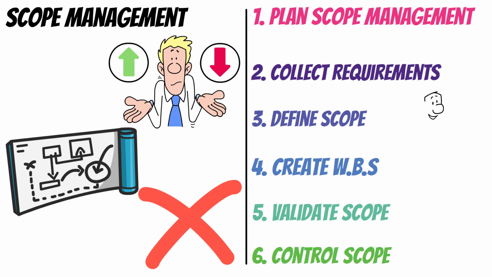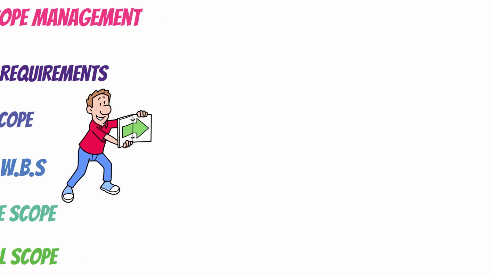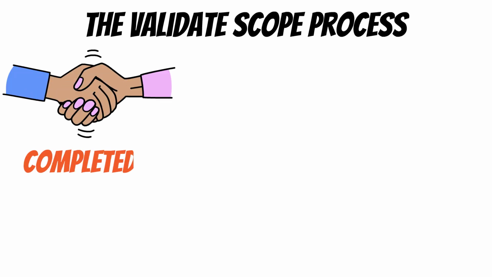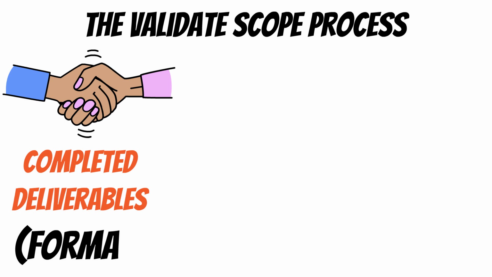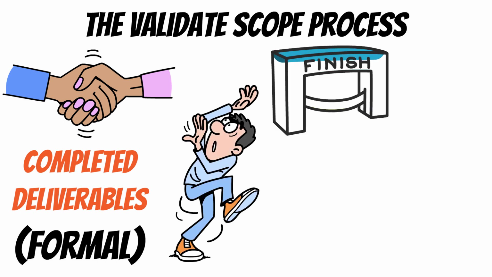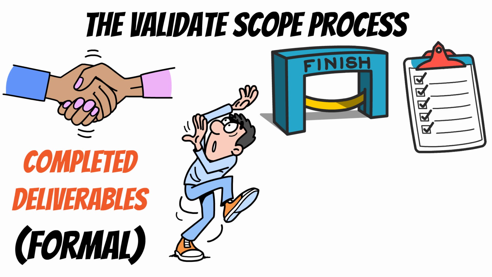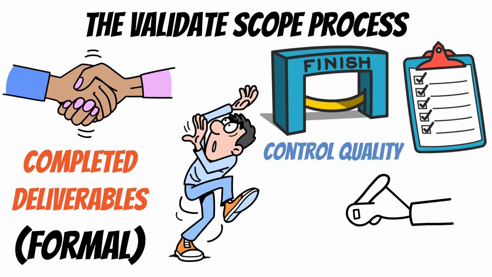Now let's zoom in on validate scope and see why this process is a game changer for project success. The validate scope process is all about getting formal acceptance of completed deliverables. The key word here is formal, meaning no last-minute surprises. This process happens at the end of each phase or the entire project and ensures that what was delivered aligns with the agreed-upon requirements. It's different from control quality, which checks if deliverables meet standards. Validate scope is about getting sign-off from the customer or stakeholders.